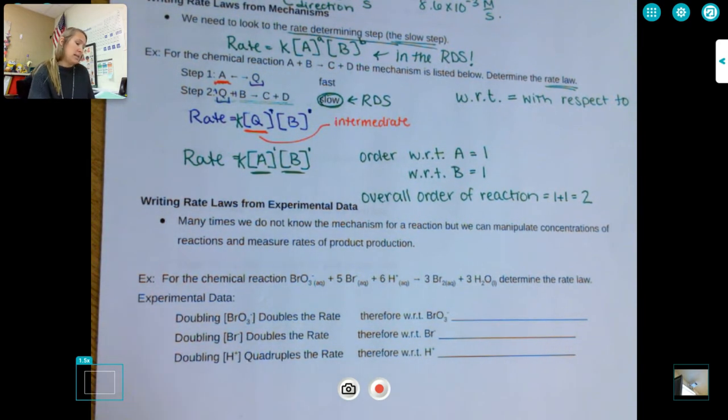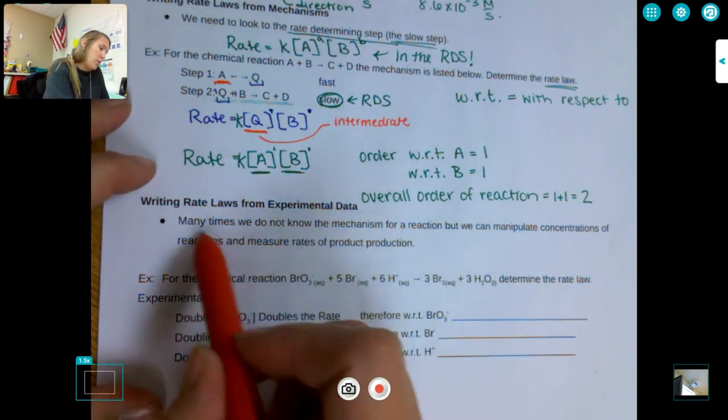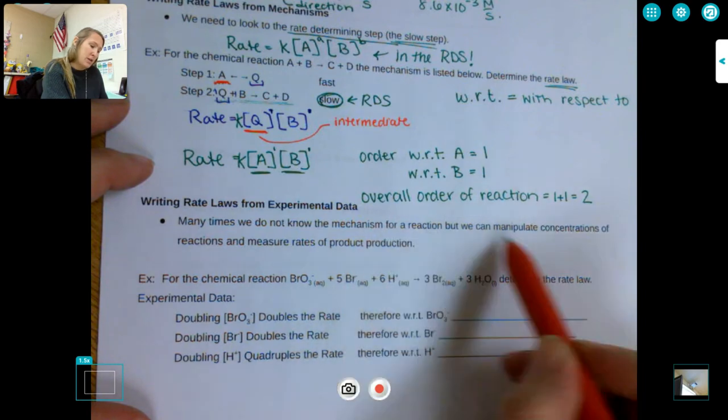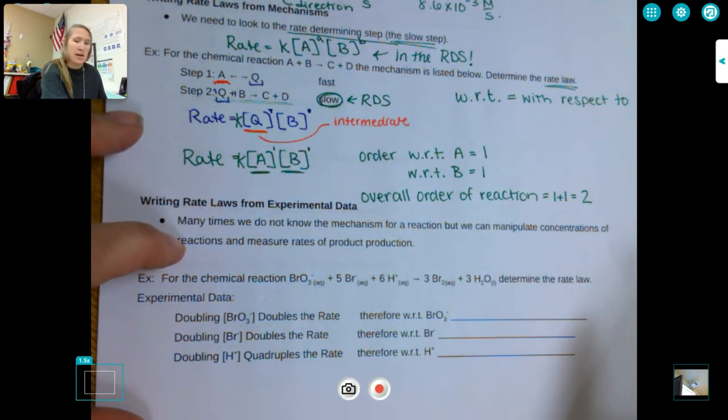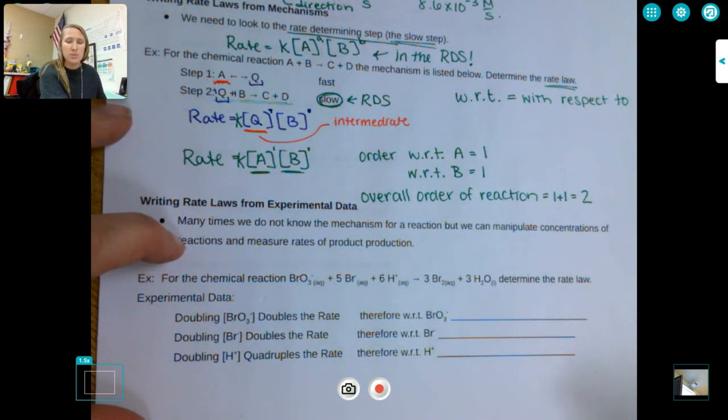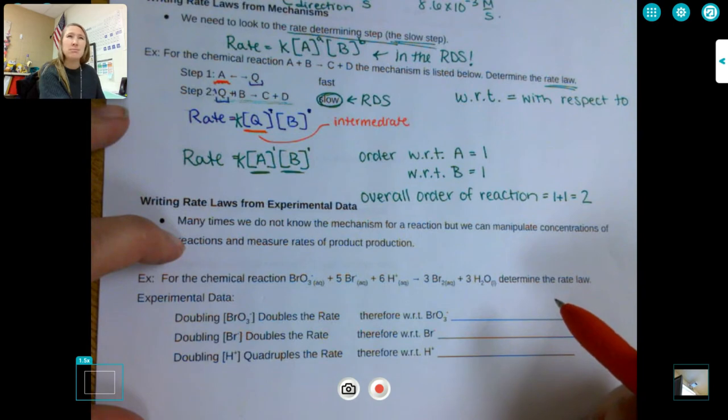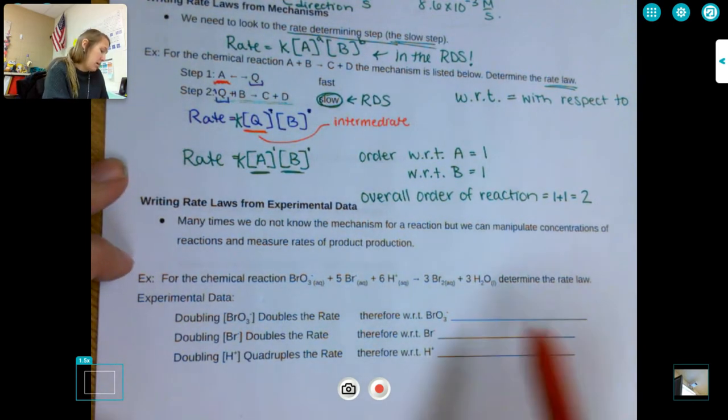Sometimes experimental data is given to us in a descriptive form, like this one. Many times we do not know the mechanism for a reaction, but we can manipulate concentrations of reactants and measure rates of product production. So we can measure rates. And we'll do this in a lab next week sometime.